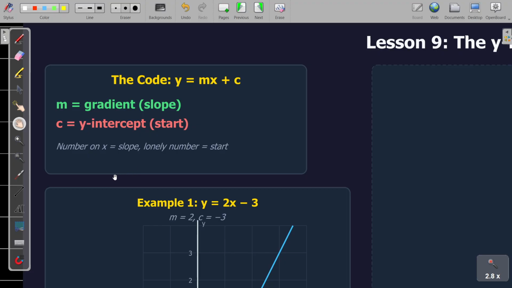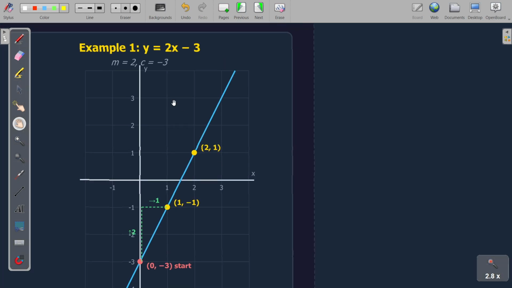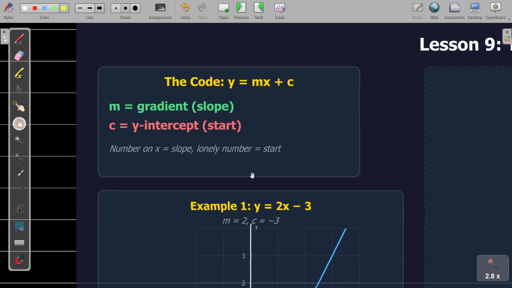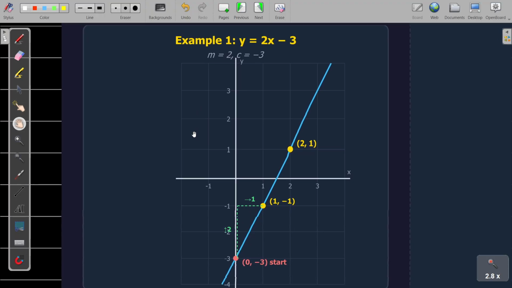The c, which is the constant number at the end, is the y-intercept. This is exactly where the line crosses the vertical y-axis. This is going to be your starting point. So m is the slope, c is the start. The number on x is the slope or gradient, and the only number is our start right here. I'm just going to zoom in here for you, everyone, to see. So remember that rhythm: m is the slope, c is the start. What we're going to do is draw this.